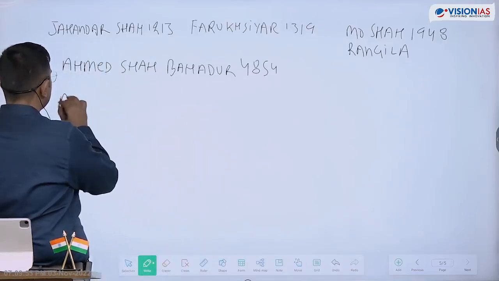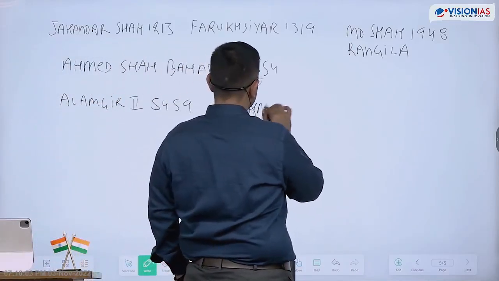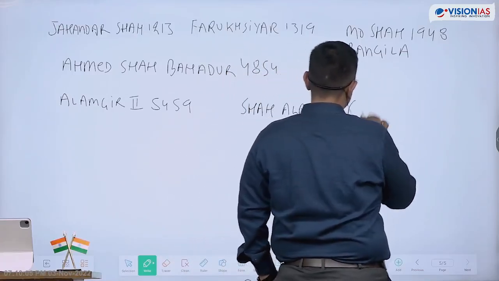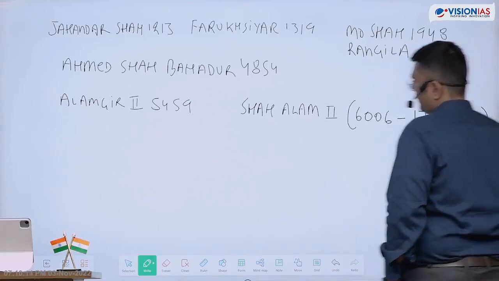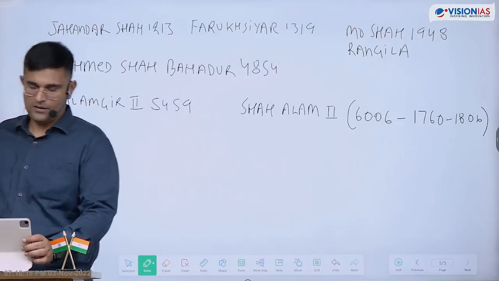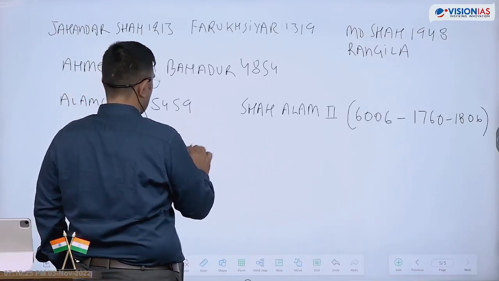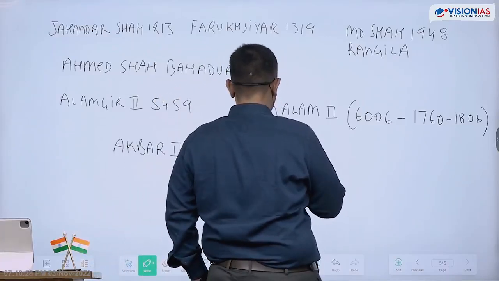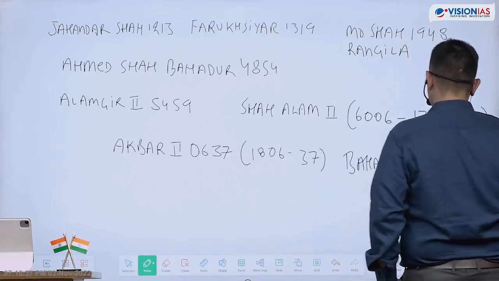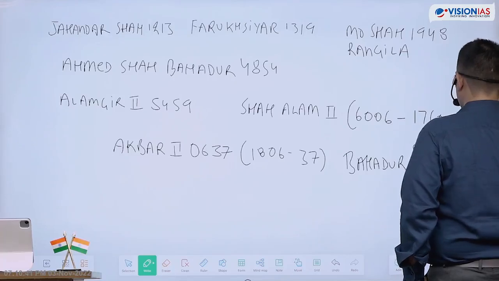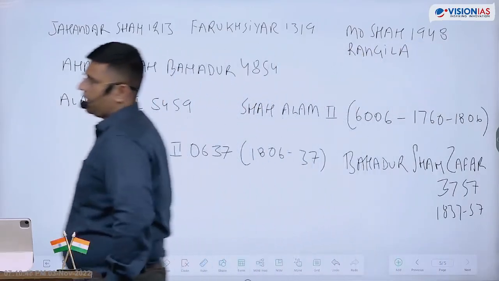Anyways. After that, Alamgir 2, 5459. Then Shah Alam 2, 6006. Since the century is changing, therefore 1760 to 1806. Then the irrelevant Akbar 2, 0637. That is 1806 to 1837. And then Bahadur Shah Zafar, 3757. That is 1837 to 1857.